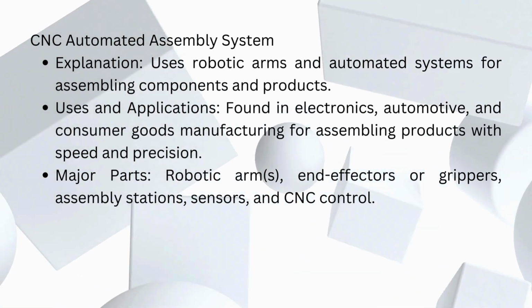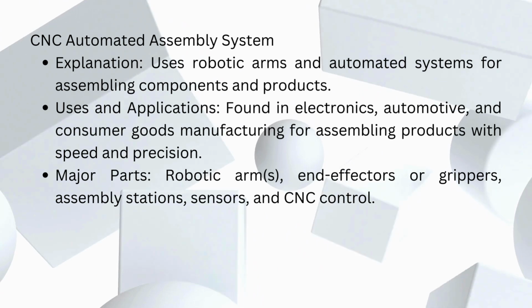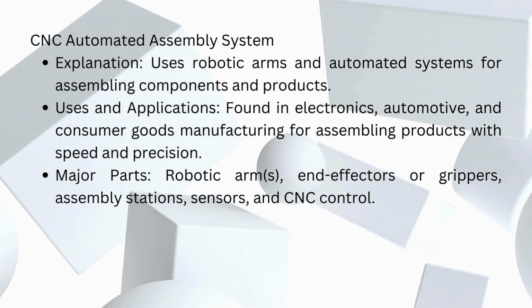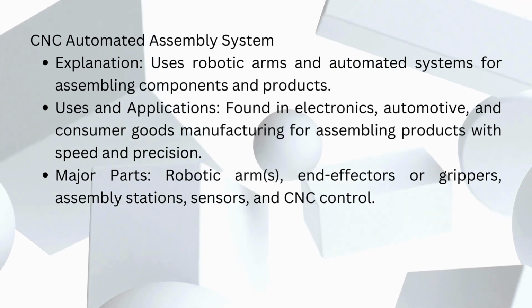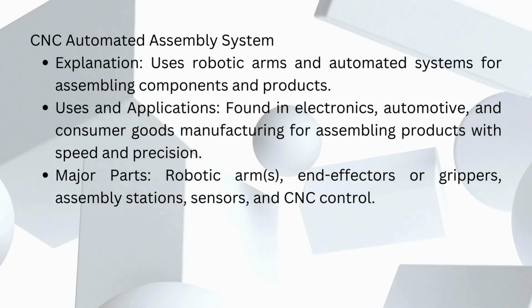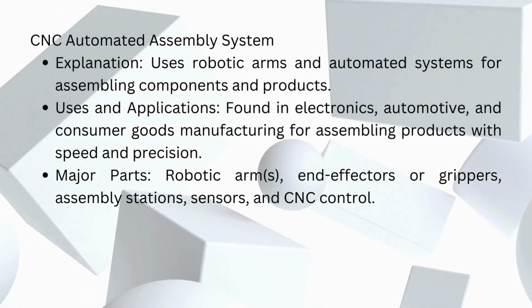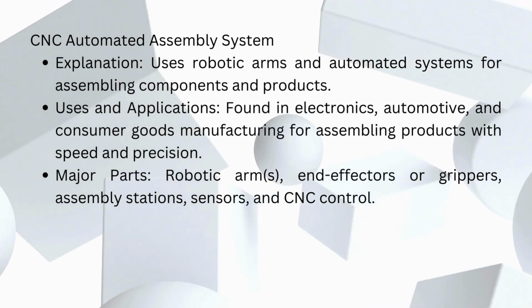CNC automated assembly system. Explanation: uses robotic arms and automated systems for assembling components and products. Uses and applications: found in electronics, automotive, and consumer goods manufacturing for assembling products with speed and precision. Major parts: robotic arms, end effectors or grippers, assembly stations, sensors, and CNC control.